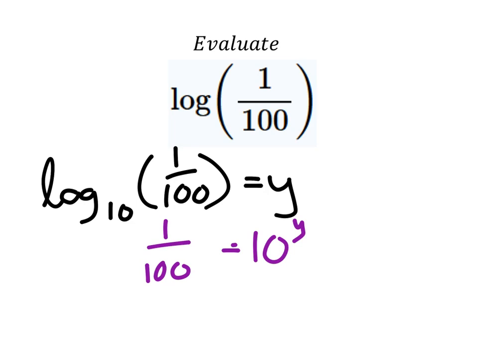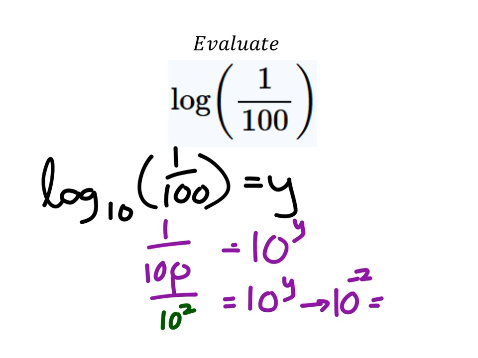And 100 is 10 to the power of 2. So it's 1 over 10 to the power of 2 equals 10 to the power of y, which really is 10 to the power of negative 2 equals 10 to the power of y. So finally, negative 2 equals y, which if you plug that directly into the calculator, it should have given you negative 2 as well.